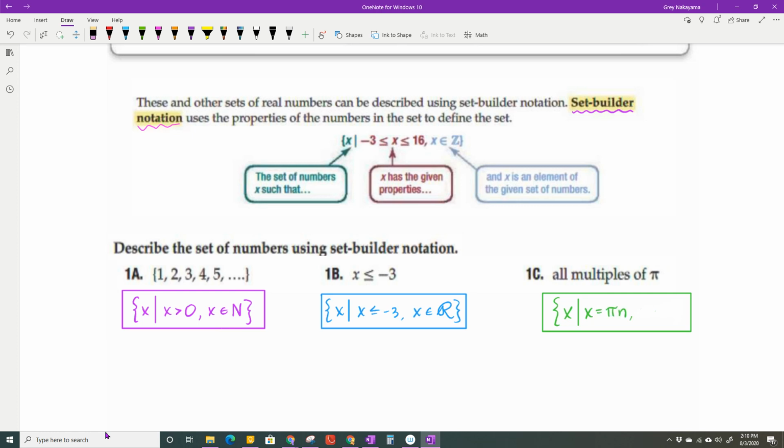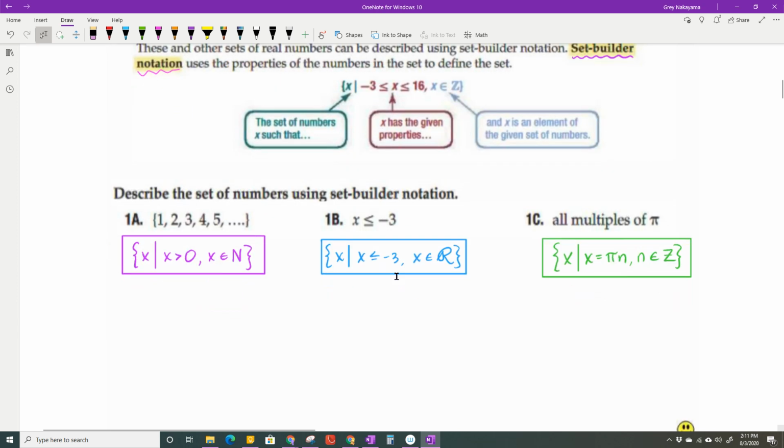Sometimes they use the letter k. And n is, if I want multiples of pi, I've got 1 pi, 2 pi, 3 pi, 4 pi, or negative pi, negative 2 pi. So n is still an element of our integers. So that's our set builder notation.